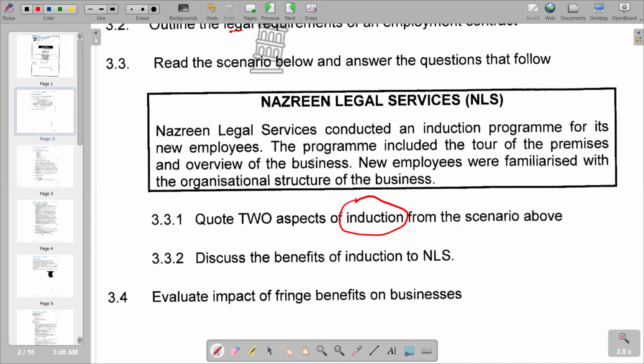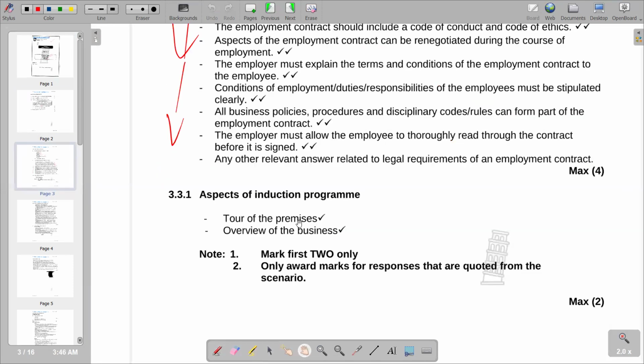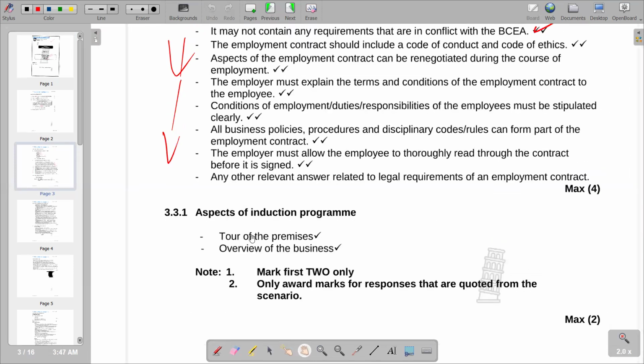We go to the second sentence, it reads that the program included the tour of the premises and overview of the business. So obviously, we can include those as the aspects of induction, whereby we have the tour of the premises and overview of the business. So we have those responses stated in the answer section. That is our 3.3.1, whereby we have the tour of premises and overview of the business.